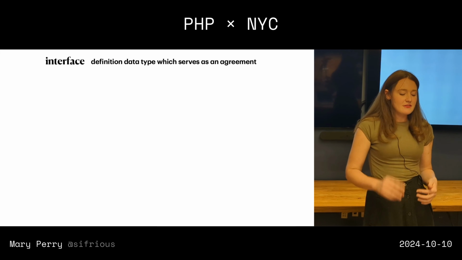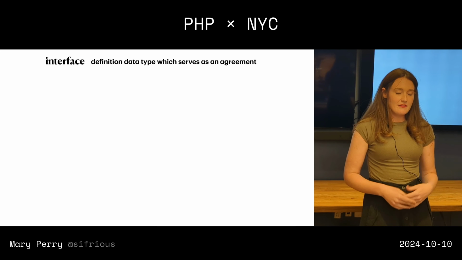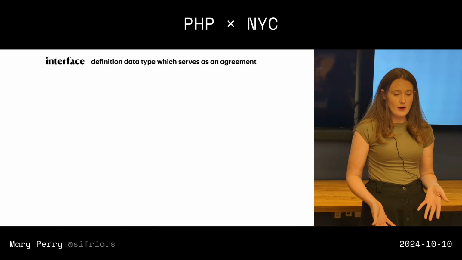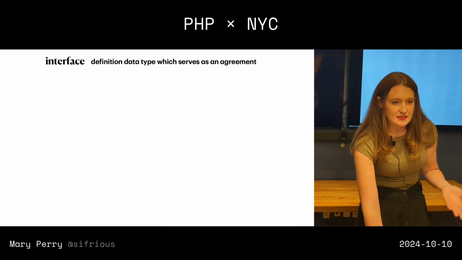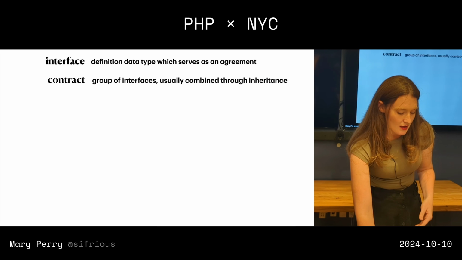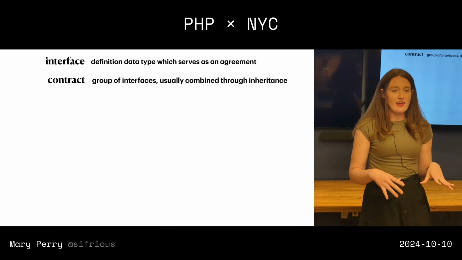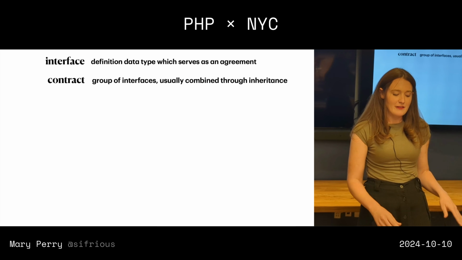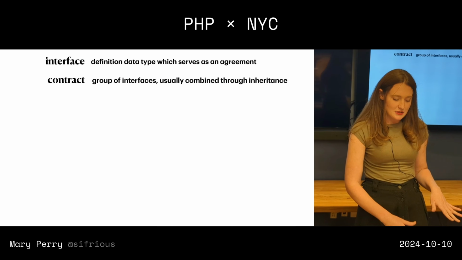An interface is a definition data type that serves as an agreement. When you have the data type that's an interface, you say what methods or attributes are going to be present in a class. You don't implement them. They're almost useless unless they're implemented later. A contract is a group of interfaces, usually combined through inheritance. That's a Laravel-specific idea of a contract. I can't really speak to it outside of Laravel, but when you see contract in a file path in Laravel, you're looking for multiple interfaces.